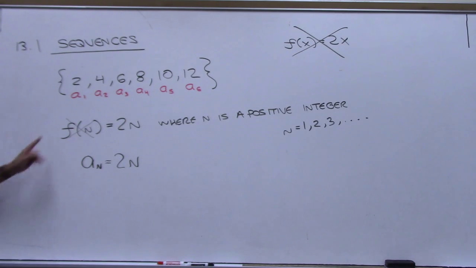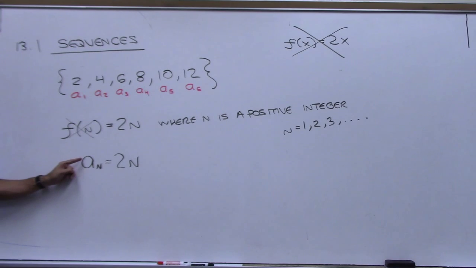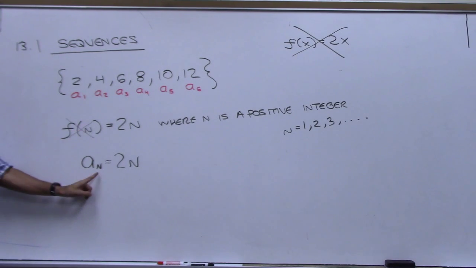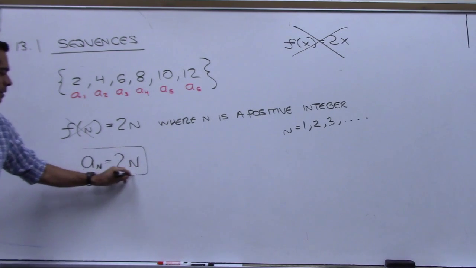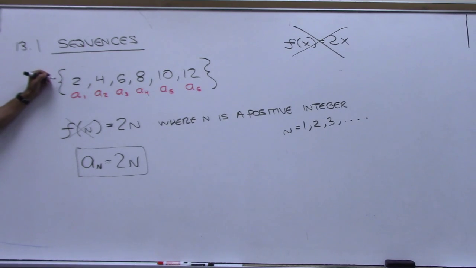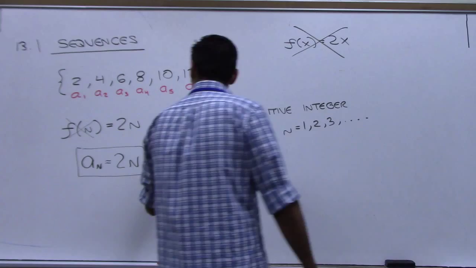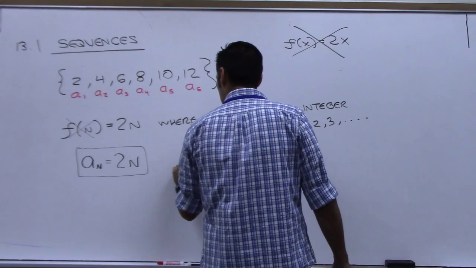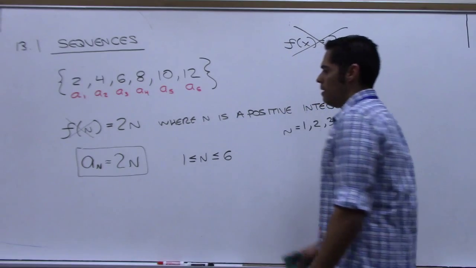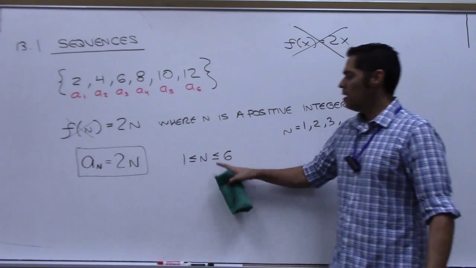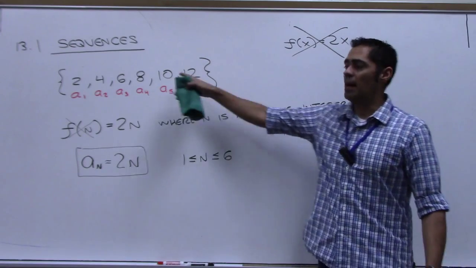So what we do is we get rid of the f completely. The a kind of takes its place. And instead of the parentheses, we just put the n down here as a subscript. This would be the formula right here that would generate this sequence. But I need to stop it, right? So you need to tell me where n is going to stop. At 6. Everyone agree? So for this sequence of numbers, I would say n greater than or equal to 1, less than or equal to 6. This sequence, defined this way, with that restriction on n, will create that sequence.